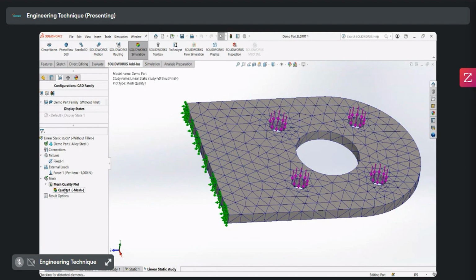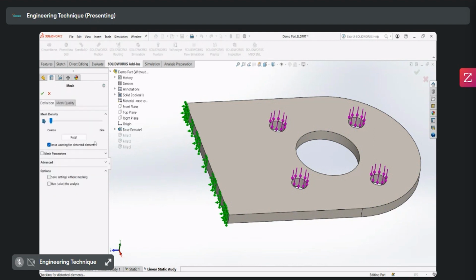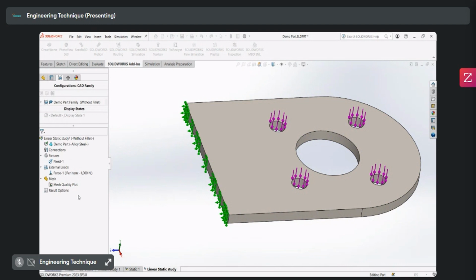But it is not the case that every time you use small elements you get a better result. So what I'm doing is I just remove this, delete the part, and I will take the default mesh, that is not too small or too coarse. Okay, so I just use the default mesh size.